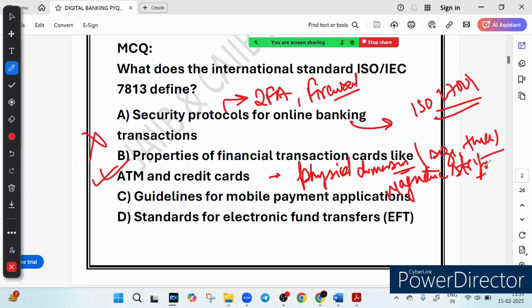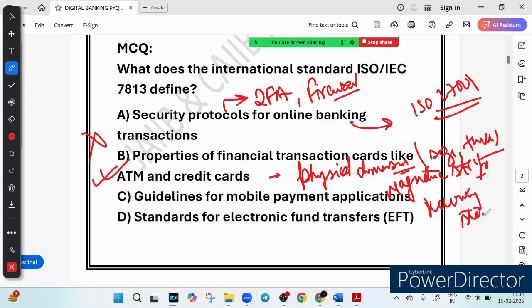It also sets security standards to prevent fraud. Think about your ATM card and credit card. No matter which bank issues it, the size and shape are always the same. This is because they all follow ISO IEC 7813. So this standard ensures that your card can work in ATMs and payment terminals worldwide.